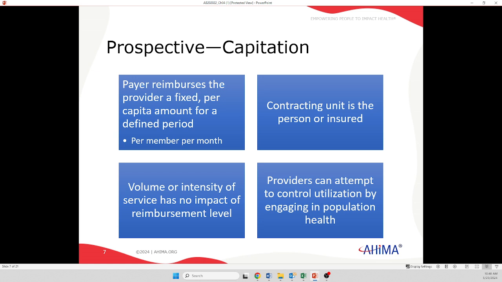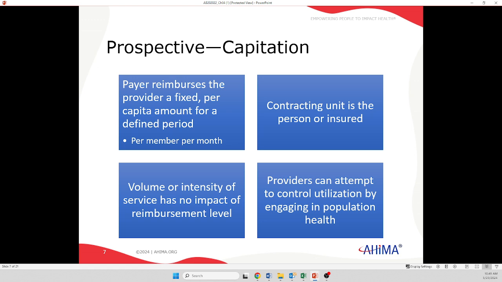So in this case, the contracting unit is the person or the person that's insured. So the volume and intensity of service doesn't impact it. The more services, you don't get more payment. The provider gets paid even if a person does not receive service because they're getting paid per member.